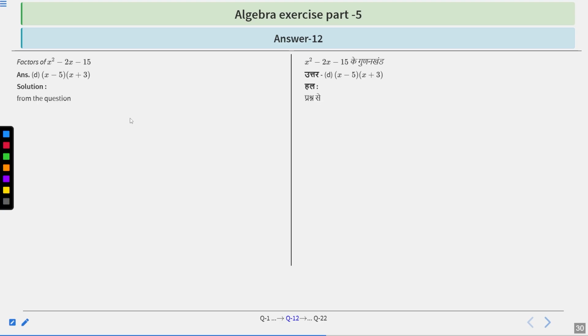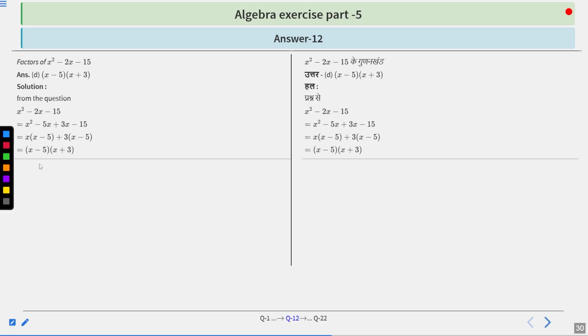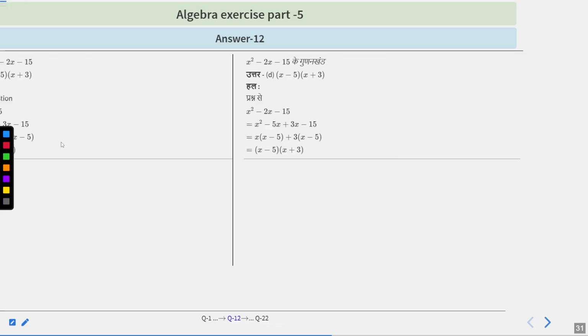So from the question, x square minus 2x minus 15 is equal to x square minus 5x plus 3x minus 15. This minus 2x can be written as minus 5x plus 3x. Now taking x common from the first two terms, we get x into x minus 5, plus taking 3 common from the last two terms, we get 3 into x minus 5. Therefore, the factors are x minus 5 into x plus 3. That means option number D, x minus 5 into x plus 3, is the correct answer.